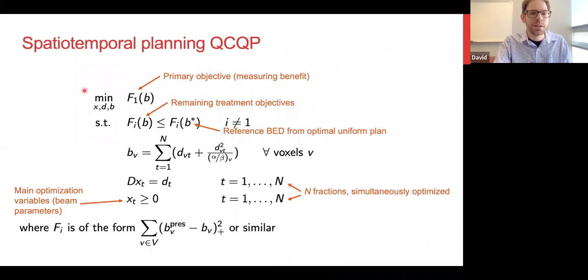Okay, so this will be our problem. Of course, we can still choose these objectives in all sorts of ways, and there are many ways to do it. One of the simplest ways to do it is to just choose convex objectives. Here, for example, we use a convex piecewise quadratic function. This will be good for, say, a target volume where we have a prescribed BED value that we want to see in the target, and then we are penalizing quadratically the underdose, essentially.